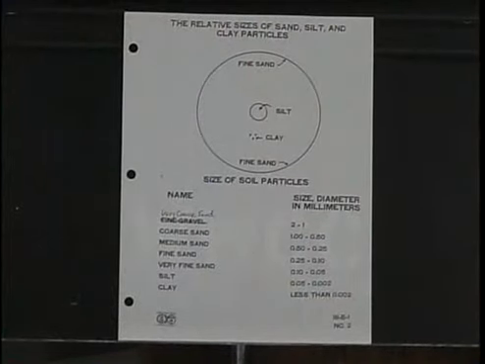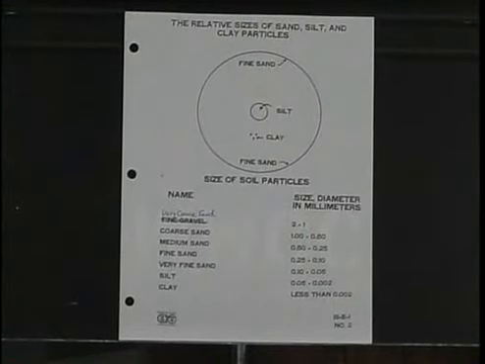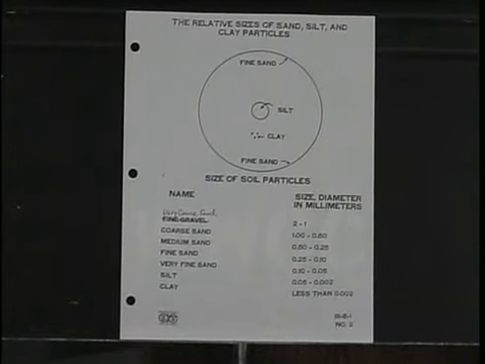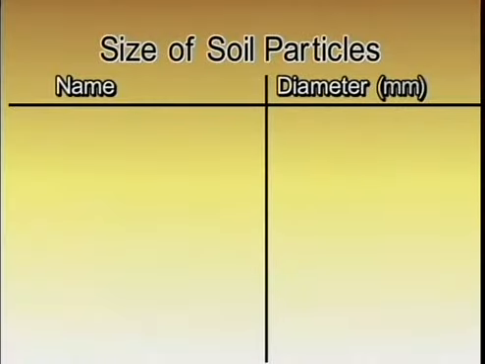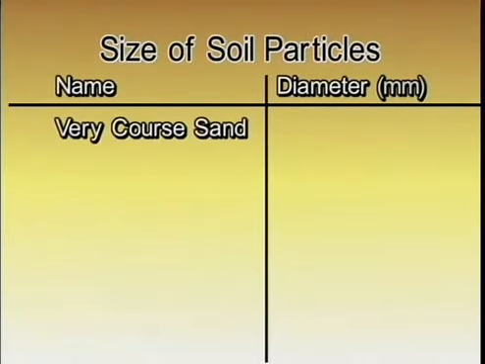Now, with that large textural grouping of sand, that huge range of effective diameters, we need to take the sand and break it down into some subcategories. And those are illustrated for you here on this handout. The very first category are the very coarse sands. Very coarse sands are between 1 and 2 millimeters in effective diameter.